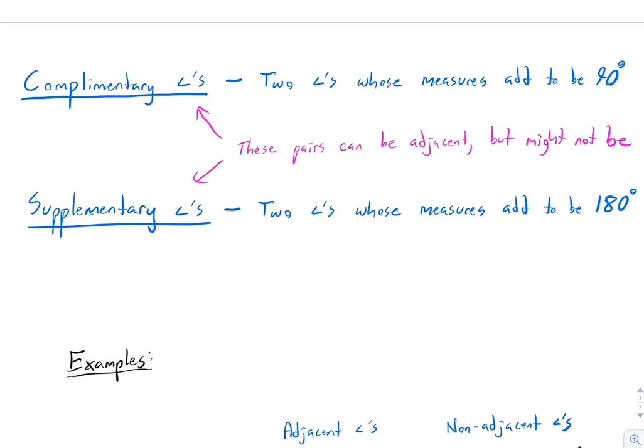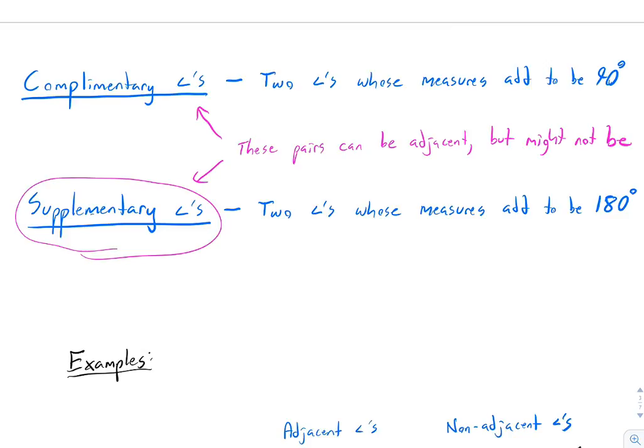Complementary and supplementary. Supplementary is especially common in this class. Complementary means two angles whose measures add up to 90 degrees. They do not have to be next to each other, adjacent, but any two angles that add up to 90 degrees are complementary angles. Any two angles that add up to 180 degrees are supplementary angles.